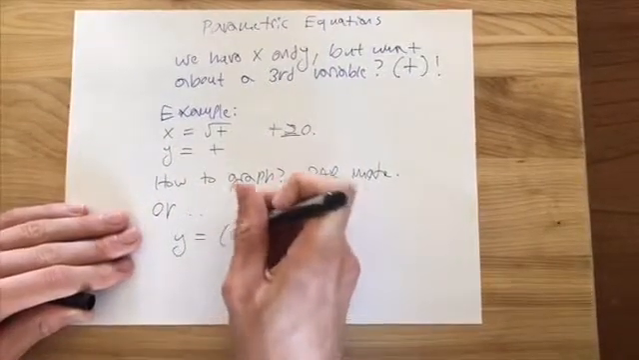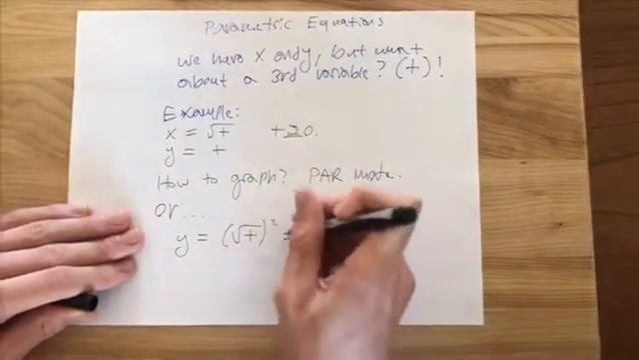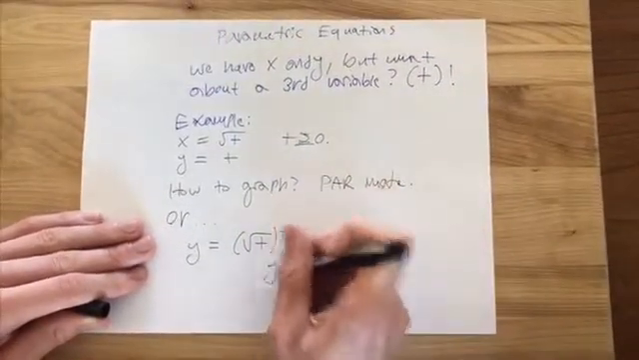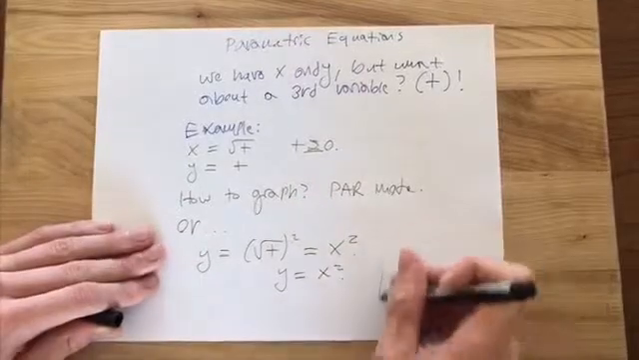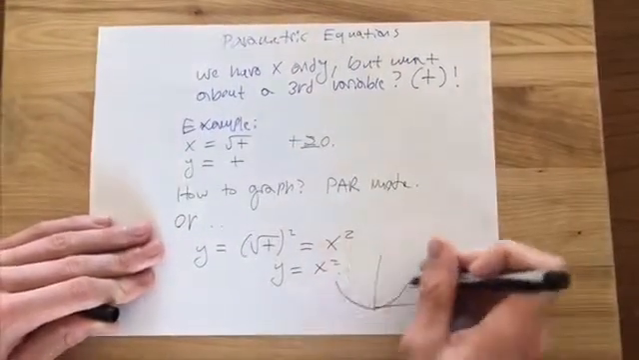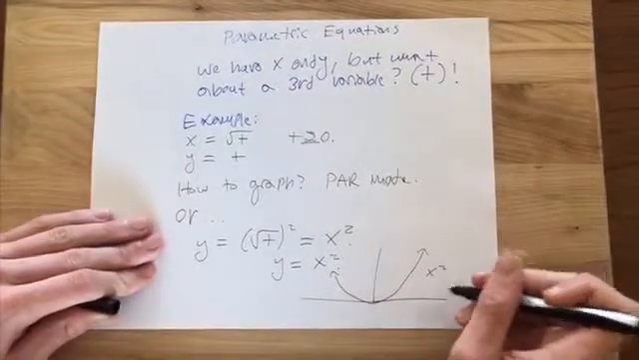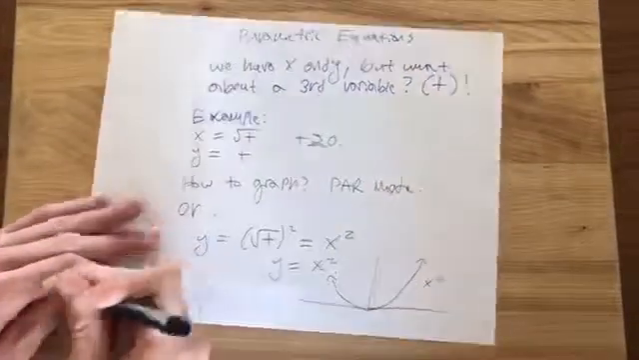And so basically how to do that is you plug in x for y, and we can see that y equals t, or the square root of t squared. So then y is going to equal x squared. And so it's going to look like that. And so yeah, we can typically transform parametrics into regular functions and graph them like that.